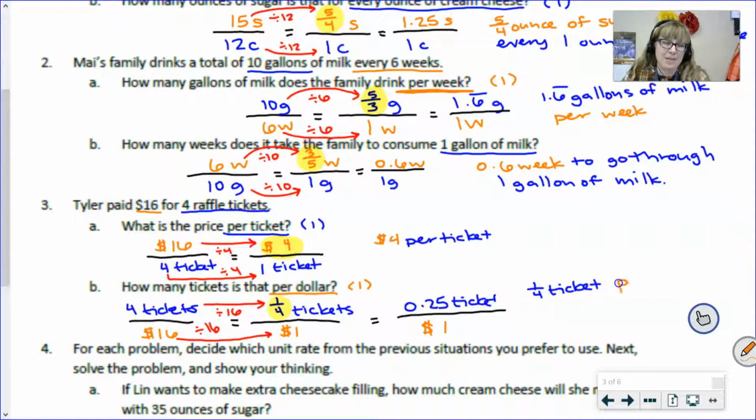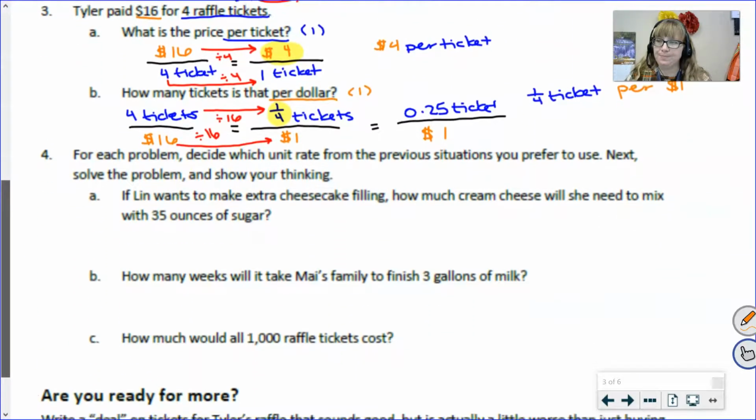So think about what that means. That means if you have just $1 and you want to go and buy raffle tickets, you don't have enough money. You'll only be able to buy 1/4 of a ticket. And chances are when you go there and say, I want to buy 1/4 of a ticket, they're not going to let you do that. They're not going to cut up that ticket into 4 pieces and let you buy just a piece of it. But it still does give us some helpful information. You'll see why coming up soon.